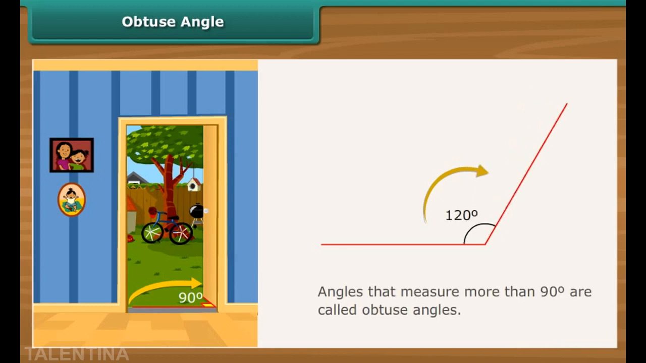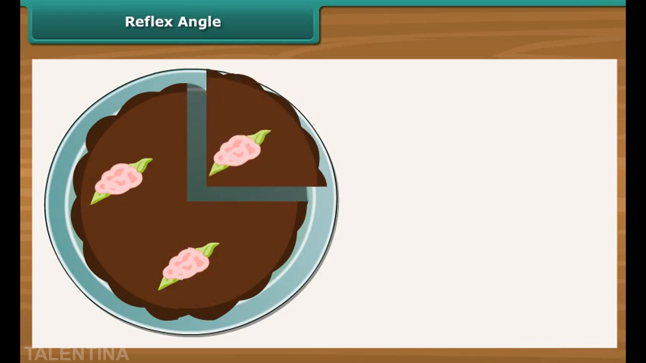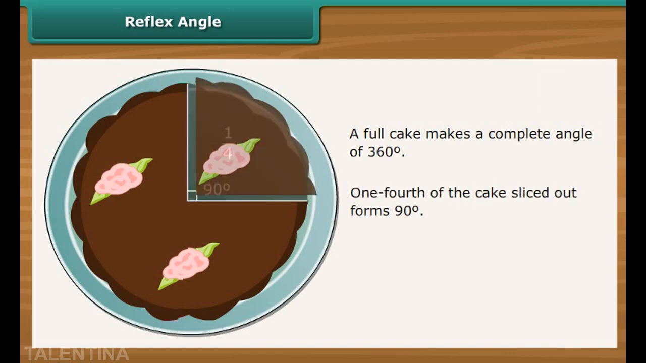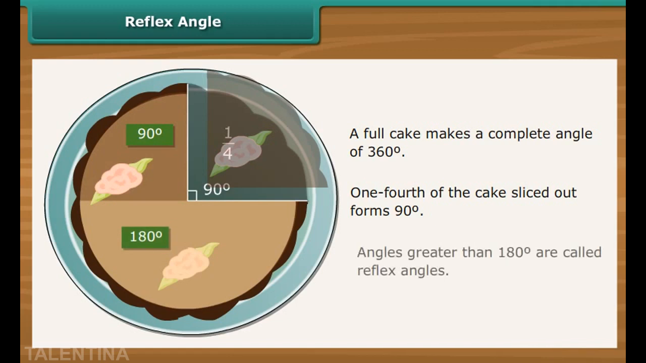Angles that measure more than 90 degrees are called obtuse angles. Reflex angle. Look at this cake. 1/4 of it has been sliced out. A full cake makes a complete angle of 360 degrees. 1/4 of the cake sliced out forms 90 degrees. The cake that remains forms 270 degrees. Angles greater than 180 degrees are called reflex angles.